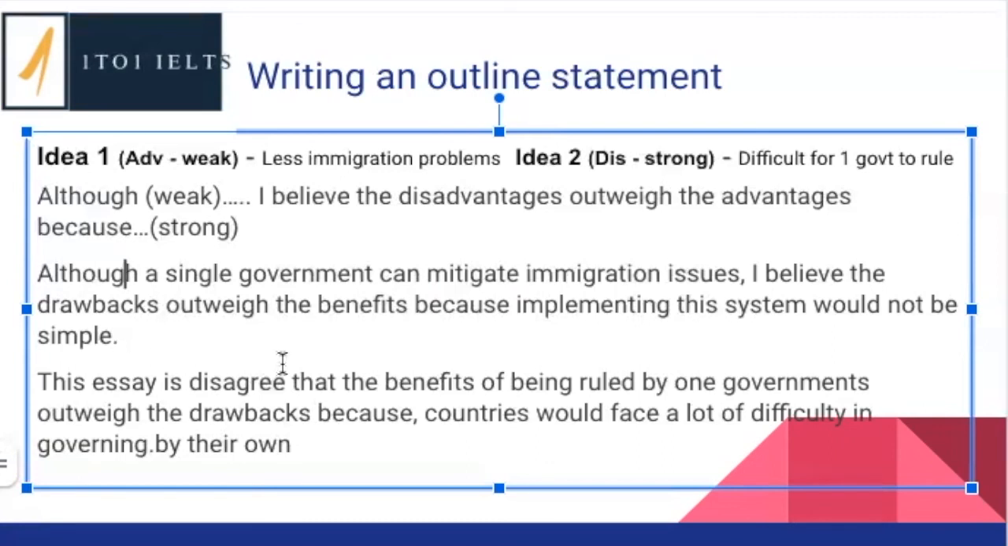Sure, there are other ways to write. We don't need to find the other ways. We found a very simple way of doing this, so we're going to keep it simple. Because by trying to mix everything around, we start missing the obvious elements. If you follow this structure, how many ideas will you always have by following this structure? 2. You can't make a mistake with this structure. Although weak idea, blah, blah, blah, because strong idea. And very clearly talking about which one outweighs the other.